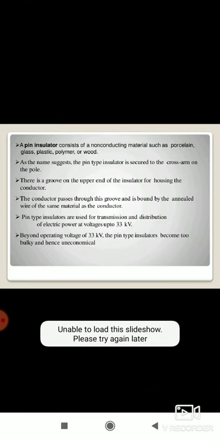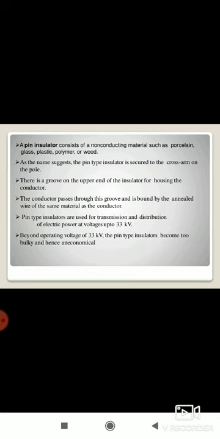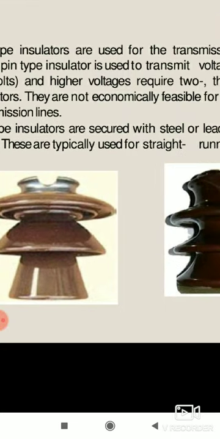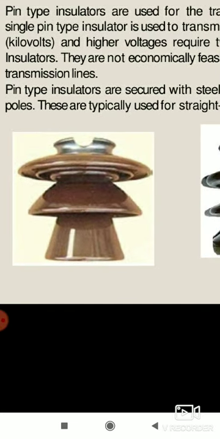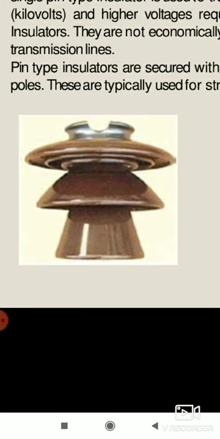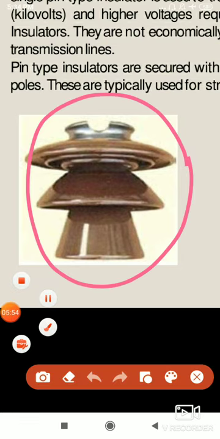Alright, the shape of this material is like a pin model. We'll see how the pin type insulator looks. You are seeing these in your daily life, in a distribution system, the pin type insulators, right? These are the pin type insulators, like you are seeing. This type of look is like a pin model representation, so that's why we can call it a pin type insulator, right?